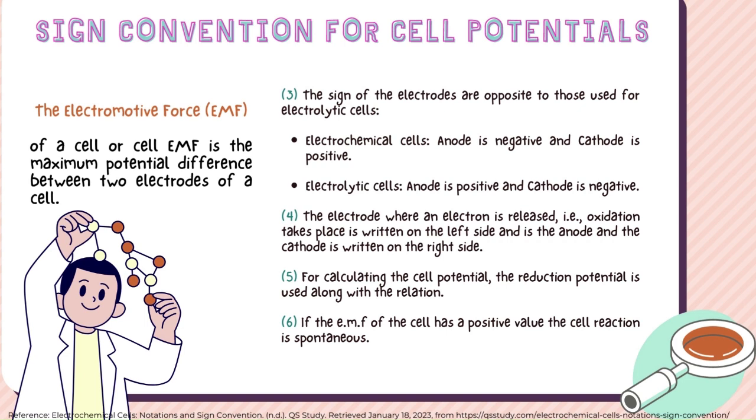An EMF will be called positive if there is a tendency for electrons to be driven through the external circuit from left to right. So if the cell is written such that reduction is taking place at the left-hand electrode, the EMF of the cell will be negative.